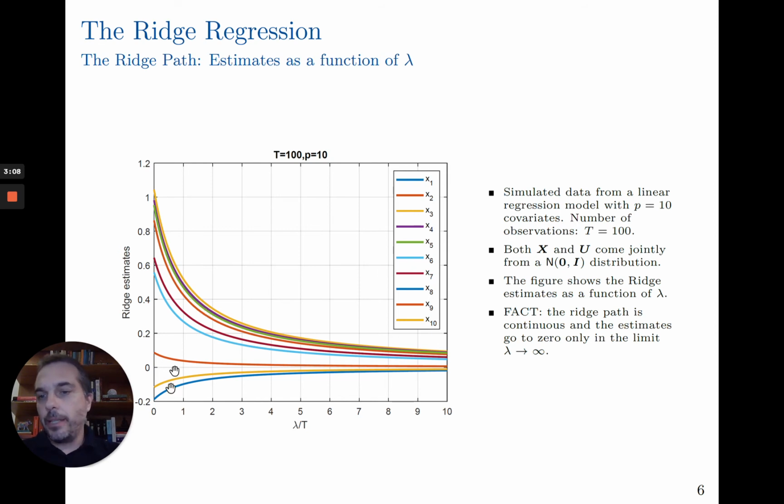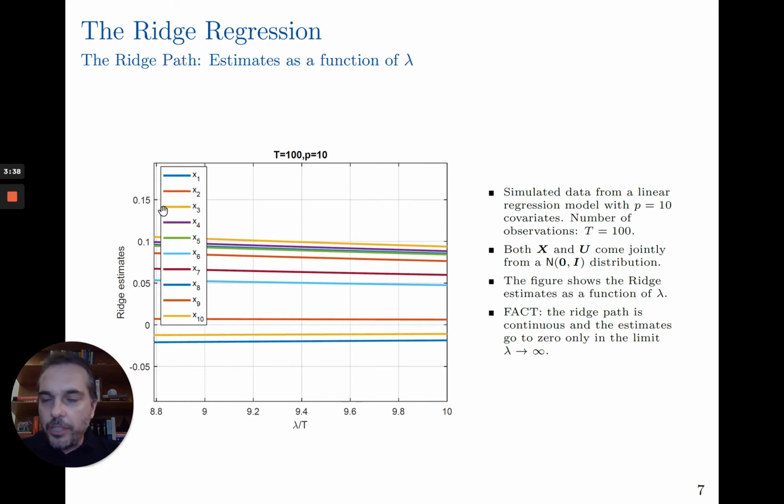So what we see is that, of course, when the penalty is 0, we have the unpenalized estimator. They are all far away from 0. As we increase the penalty term, we are shrinking the coefficients towards 0. And it's a continuous path, you see? It's a continuous function, a very smooth function of lambda. Okay? So now let's zoom in here to see what's going on in the limit.